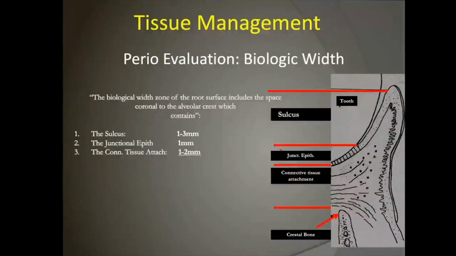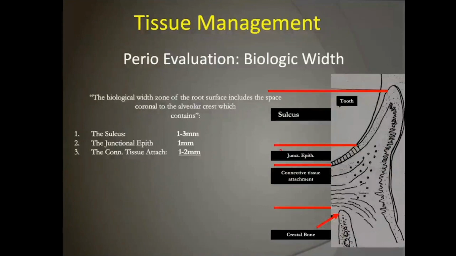Regarding tissue management and biologic width, this is just something to be aware of. Your sulcus is usually 1 to 3 millimeters deep. The junctional epithelium runs about 1 millimeter, and then you have connective tissue attached that runs for about 1 millimeter to 2 millimeters until you hit crestal bone. So typically from the top of the sulcus down, you're looking at an average of about 5 millimeters.